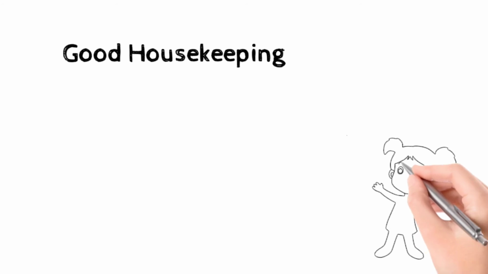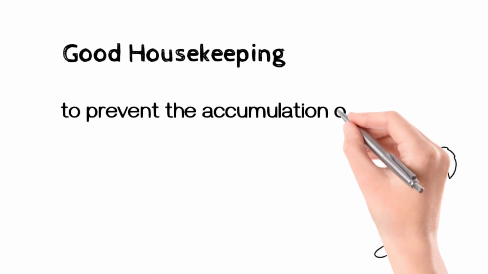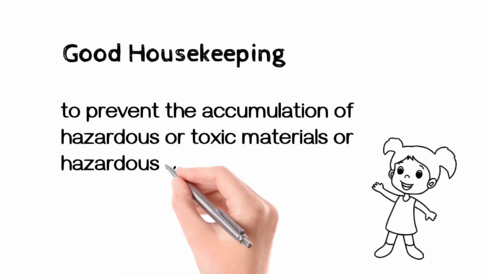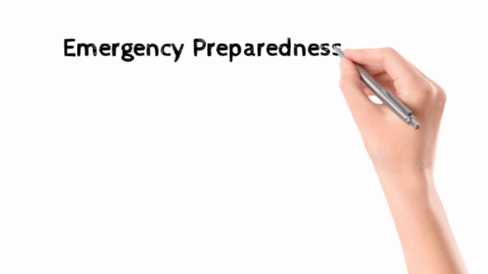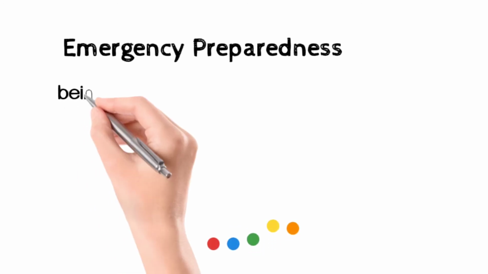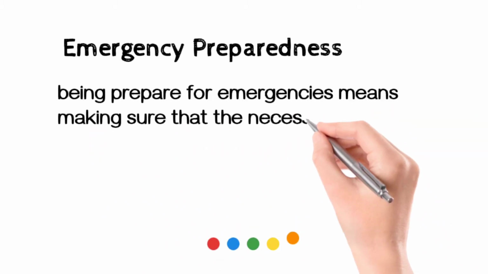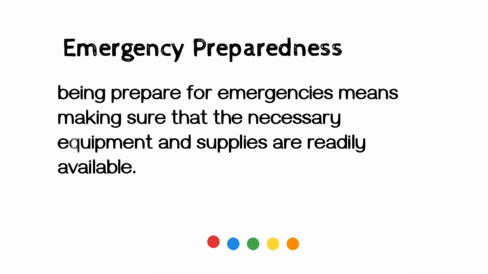Good housekeeping prevents the accumulation of hazardous or toxic materials or hazardous conditions. Emergency preparedness. Being prepared for emergencies means making sure that the necessary equipment and supplies are readily available.